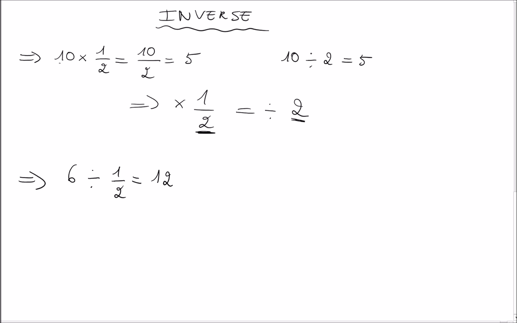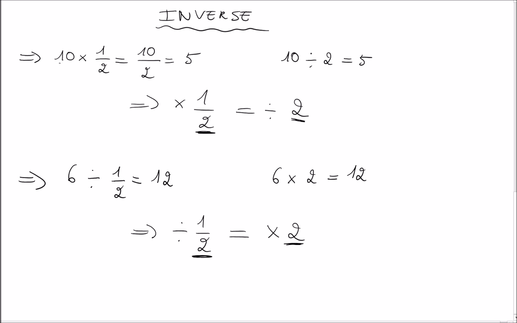Half times 12 will give me 6. But I also know that 6 times 2 will also give me 12. So again, here, dividing by a half is the same thing as multiplying by 2. So that's again strange. So here's a 2 and there's a 2.